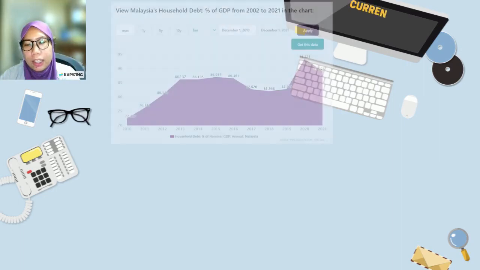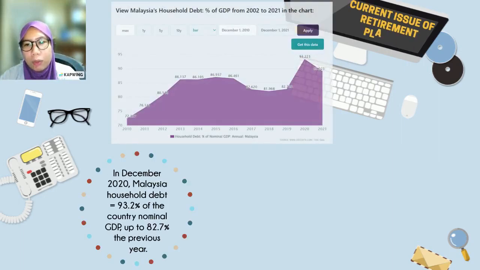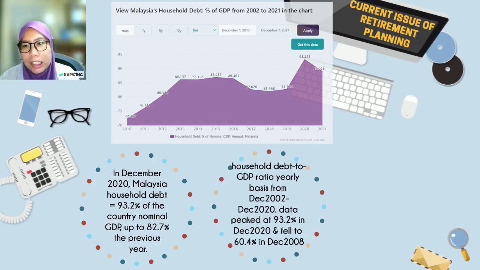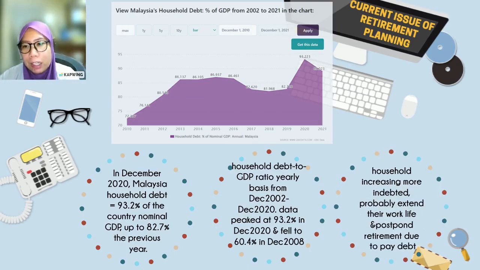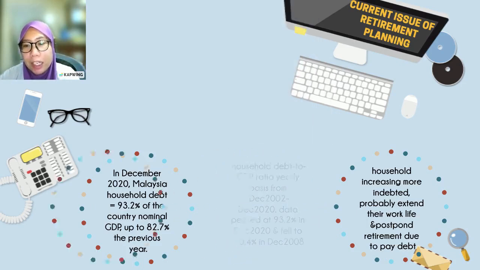According to figures, in December 2020, Malaysia's household debt was equivalent to 93.2% of the country's nominal GDP, up from 82.7% the previous year. The household debt to GDP ratio in Malaysia is updated on a yearly basis and is available from December 2002 to December 2020. The debt peaked at 93.2% in December 2020 and fell to a new low of 60.4% in December 2008. Thus, when households become increasingly more in debt, they will probably extend their work life and postpone retirement due to their need to pay the debt, and this will influence their retirement planning in the future.